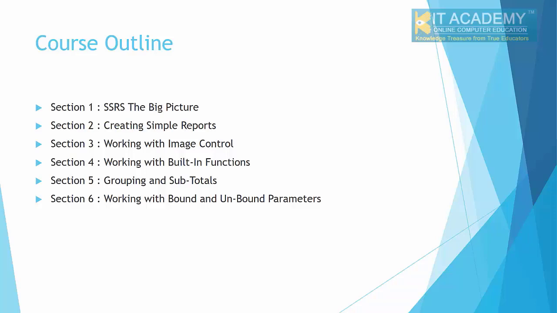In section 5, I'll explain to you how we can create grouping and subtotals for your reports. Initially, I'll be showing you how to do the same things using the wizard, and then we'll also do it manually by ourselves. We'll also be using some special functions like running total functions while grouping and while applying subtotals. In section 6, I'll explain to you how to work with bound and unbound parameters and the differences between them. So we'll be creating some simple parameterized reports in this section, and then eventually we will be applying some kind of drop-down parameters, multi-valued parameters, and also we'll be applying the cascading parameters as well.